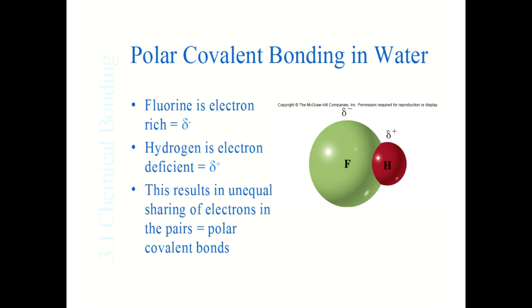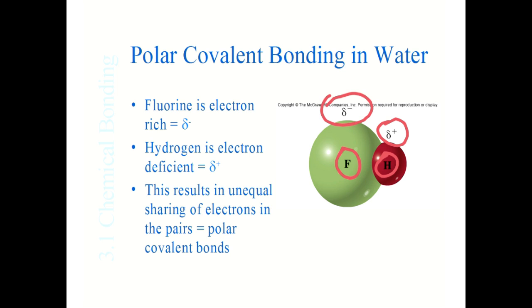So here they're showing fluorine and hydrogen. This fluorine is partially negative. This hydrogen is partially positive because of the unequal sharing of the electrons. But it is still a polar covalent molecule because they are still sharing electrons. They didn't lose the electron completely and the other one gained it. Okay? That would mean it's ionic.